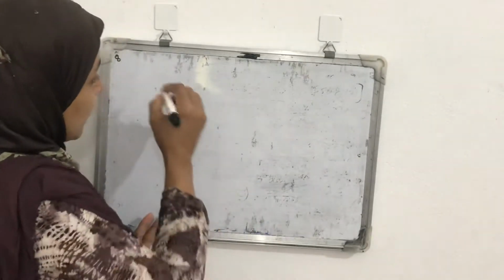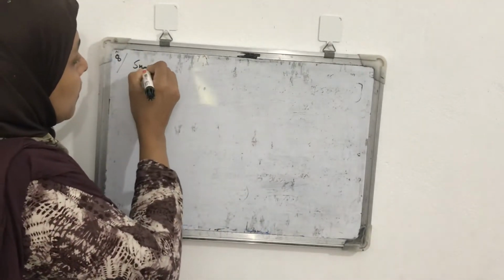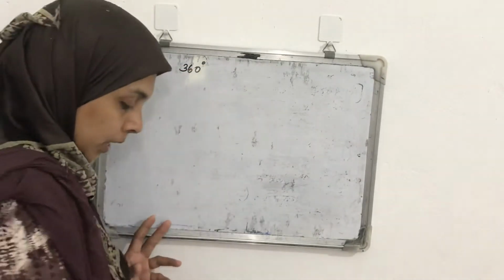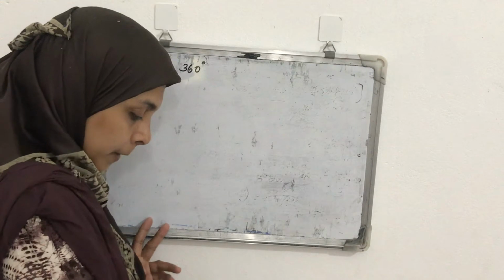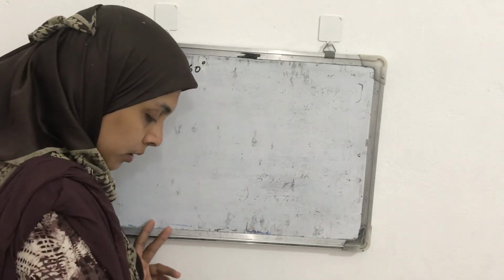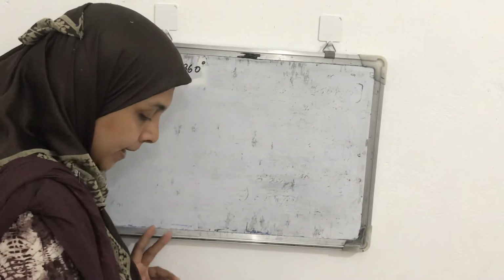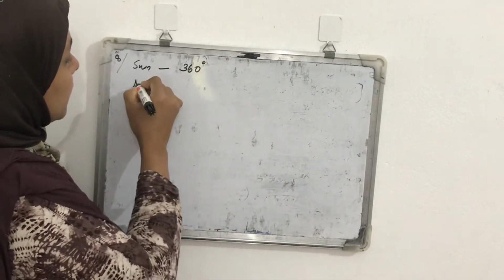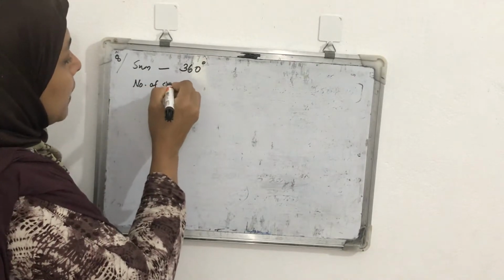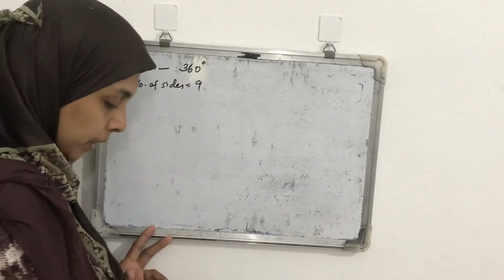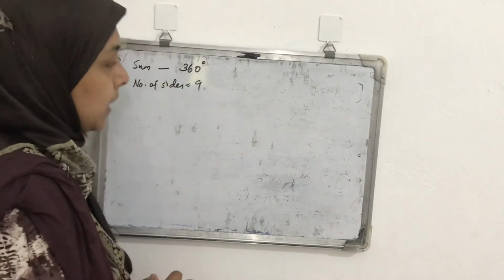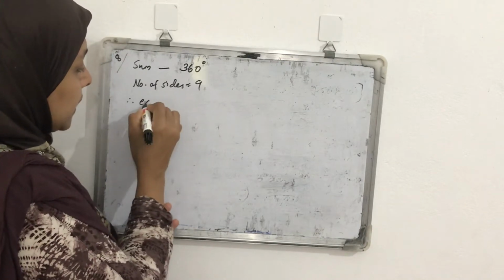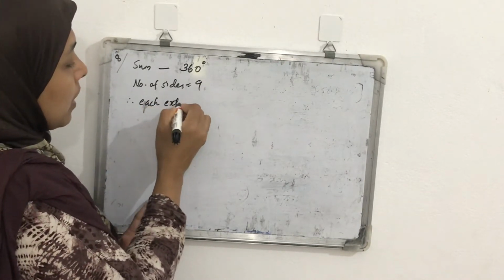So what can we write? Sum of exterior angles will be equal to 360 degree. Here the number of sides is given, 9 sides. So what will be the measure of each exterior angle? Therefore, the measure of each exterior angle equals, how can we find out?